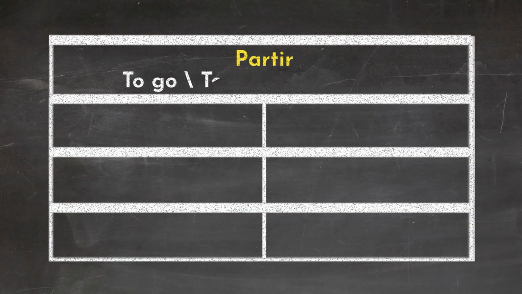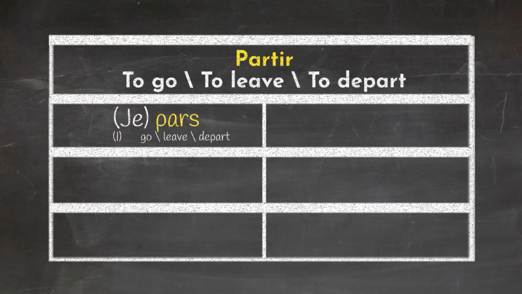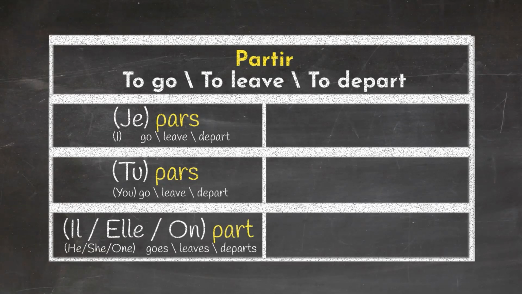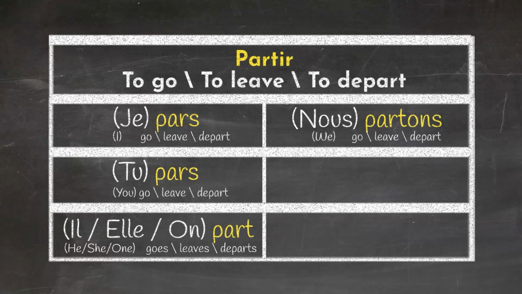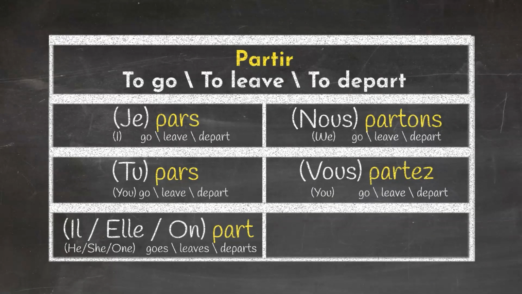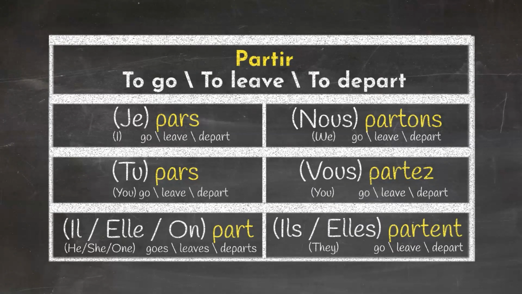Alright, it's time for our new verbs. Let's start with partir, which means to go, to leave, or to depart. Je pars. Tu pars. Il part. Elle part. On part. Nous partons. Vous partez. Ils partent. Elles partent.